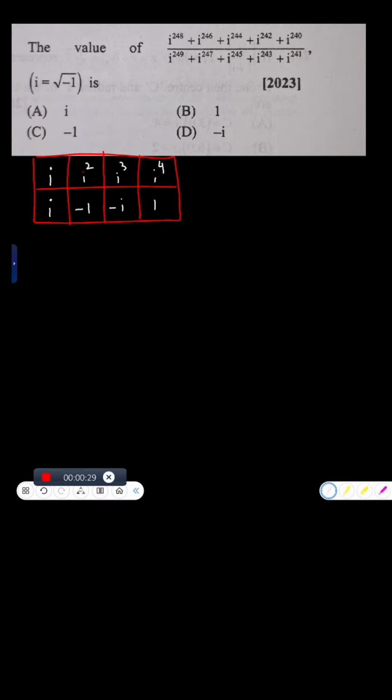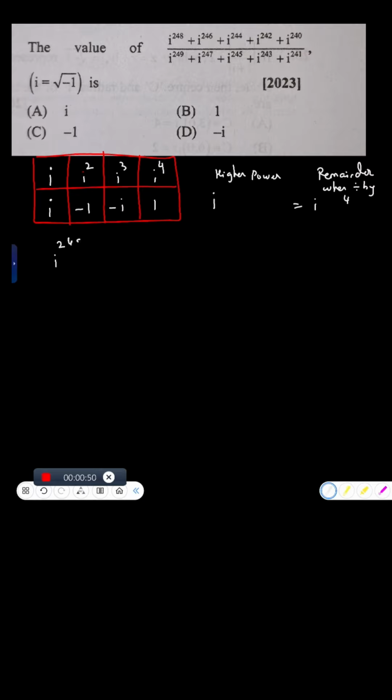One more concept that I need to put across is i raised to a higher power is nothing but i raised to the remainder when divided by 4. It is i raised to the remainder when divided by 4. So let's solve the given expressions.